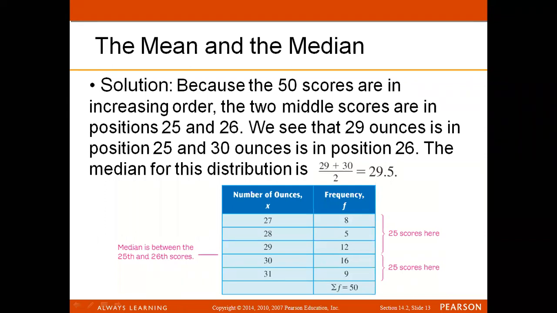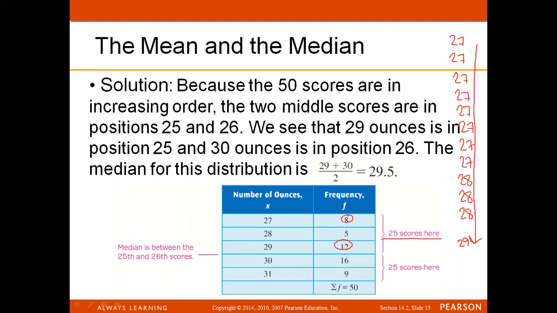So if we take a look at our table, we're not just saying 1, 2, 3, 4, 5 X values, and so the middle is 29. That's not the concept here. What we have is 8 27s, and then some 28s, and then some 29s. And when we write out the list completely sorted, after 25 scores, we'll hit the 29, because here we have 8 plus 12 is 20, 25. Half of our list cuts off at the 25, and the other 25 is down in the bottom.